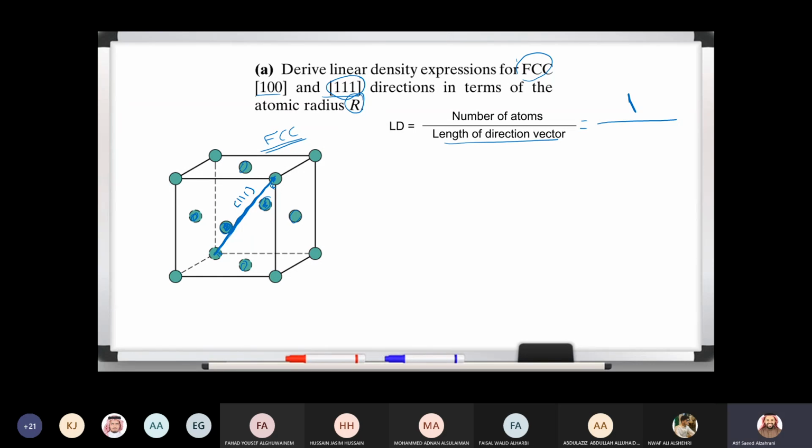Is it clear to all of you, Shabab? Should I repeat it? Okay, fine. So the length of the vector.